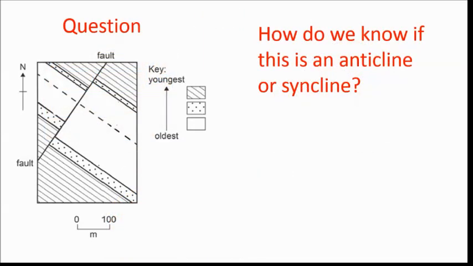Okay, a basic question to follow on what we learned so far. How do we know if this is an anticline or a syncline? Pause the video if you want to try and work it out for yourself. First of all, have a look at the key. The oldest beds are shown in white. The youngest beds are shown by the lines. Now, if you look, the oldest beds are at the centre of the shape, and therefore that would make it an anticline.